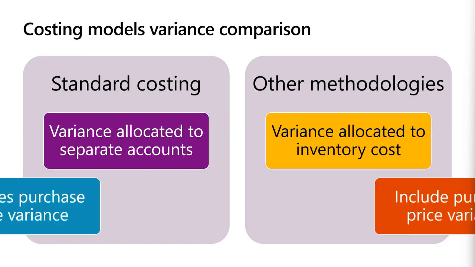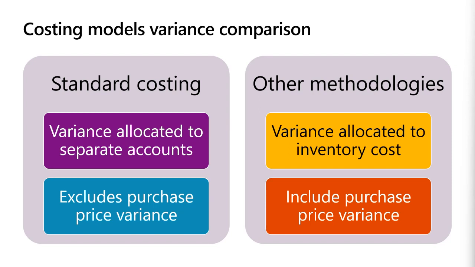Next, it's important to note that when you use standard costing, the variances for your raw material inputs are not included in the production order. They're instead captured when you purchase the item and posted into your specific account for purchase price variances. However, when you use a different costing model on raw materials, the purchase price variances are reflected in the production order's total cost. Keep in mind that you can have multiple costing methodologies.